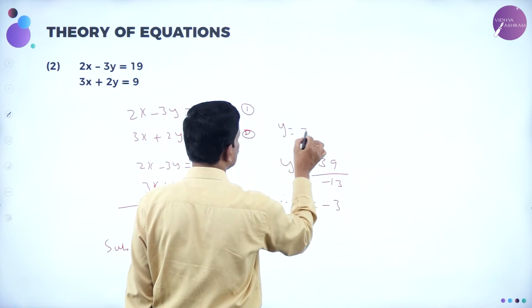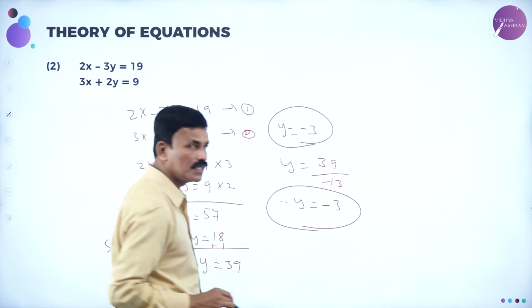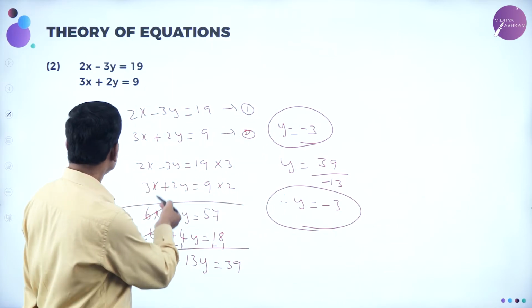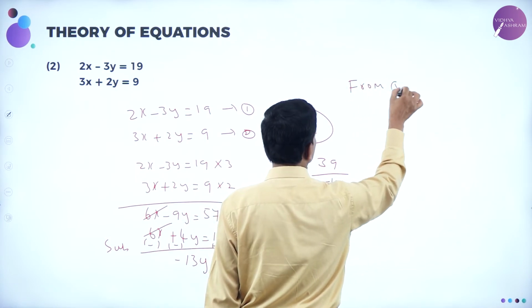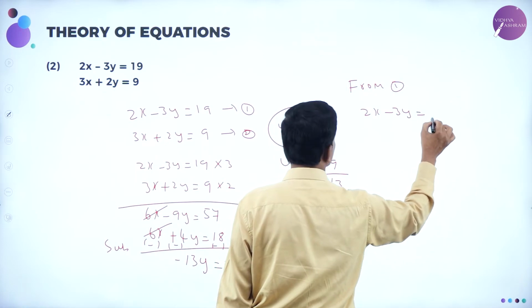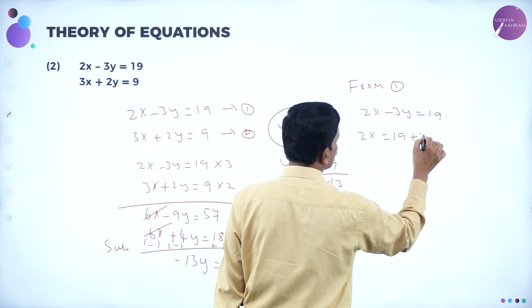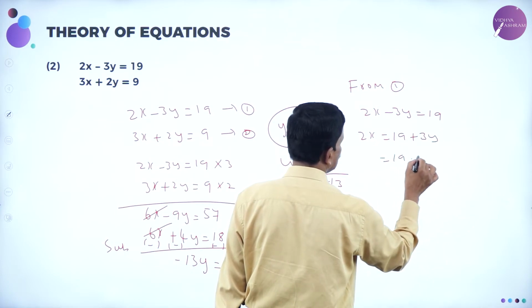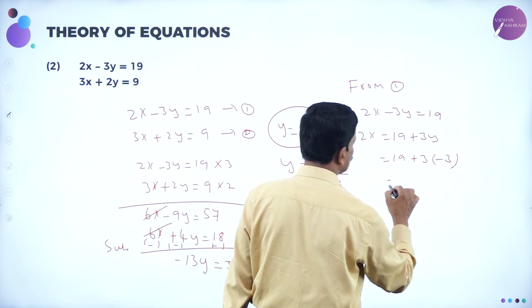So the value of y is equal to minus 3. Minus 3 is the value of y. Now substitute this in any one of these two equations. Let us consider equation number 1. What is equation number 1? 2x minus 3y is equal to 19. 2x is equal to 19 plus 3y. 19 plus 3 into, substitute the value of y. What is y? y is equal to minus 3.